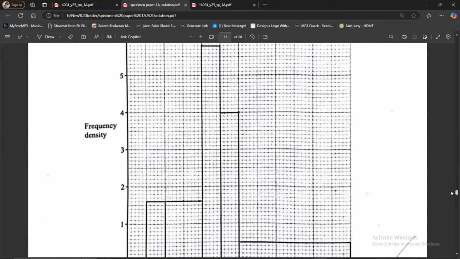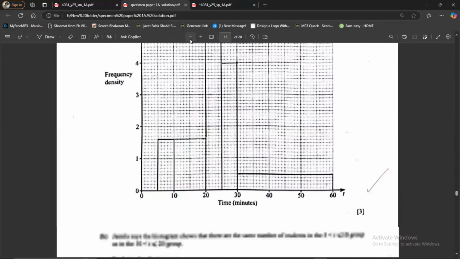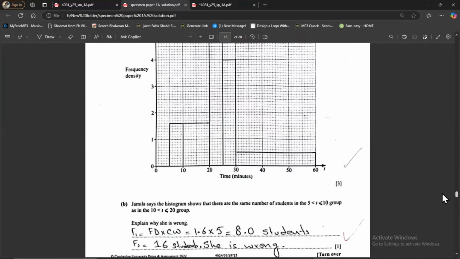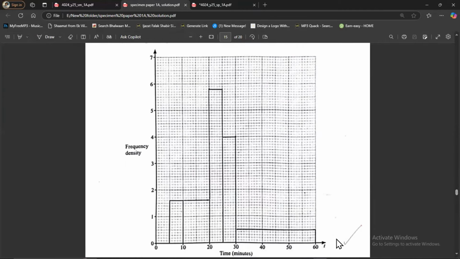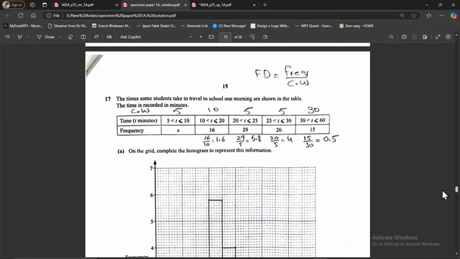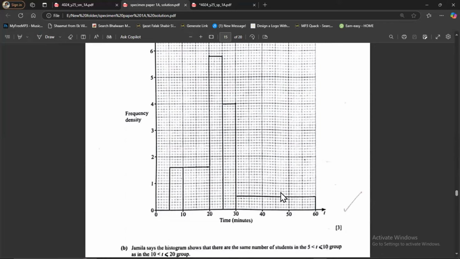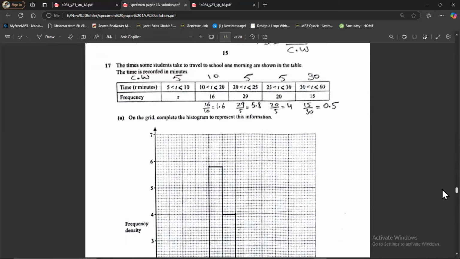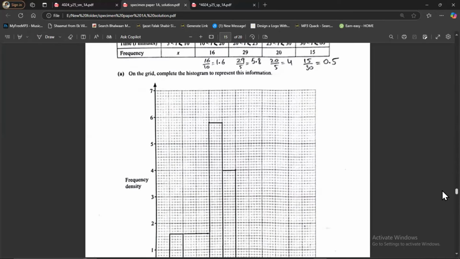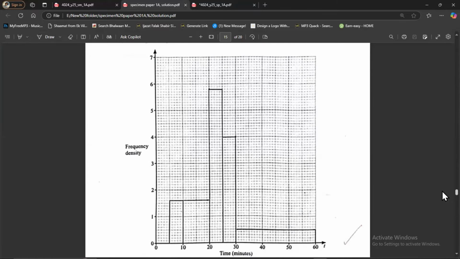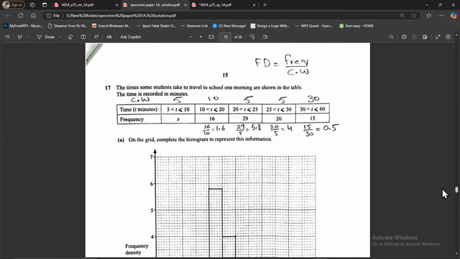The first class has already been marked for you. So what I did, I drew these bars. From 5 to 10 was already mentioned there. It was, I think, 0.6. Yeah, 1.6, sorry. And 10 to 20 is also 1.6. And from 20 to 25, it is 7 point something, I think. No, 5.8. And from 25 to 30, it is 4. And from 30 to 60, it is 0.5.